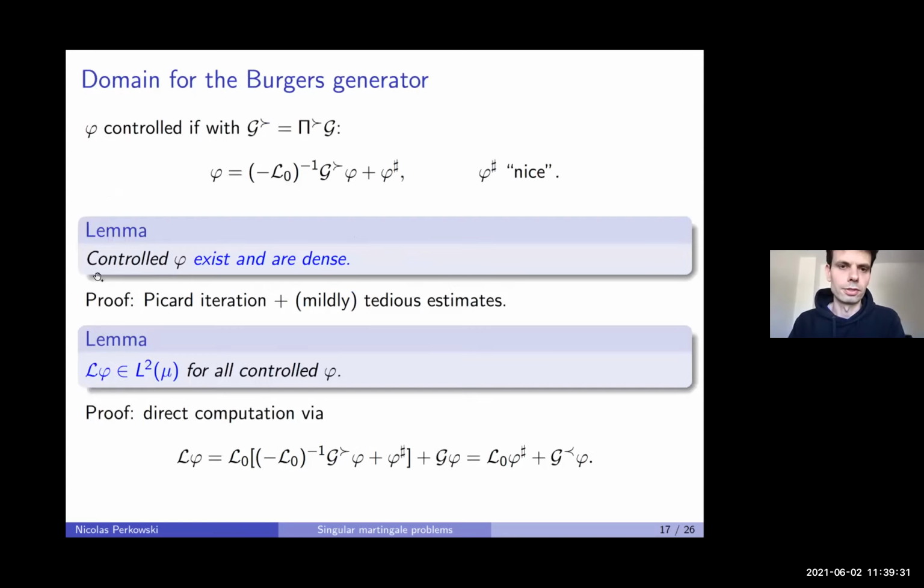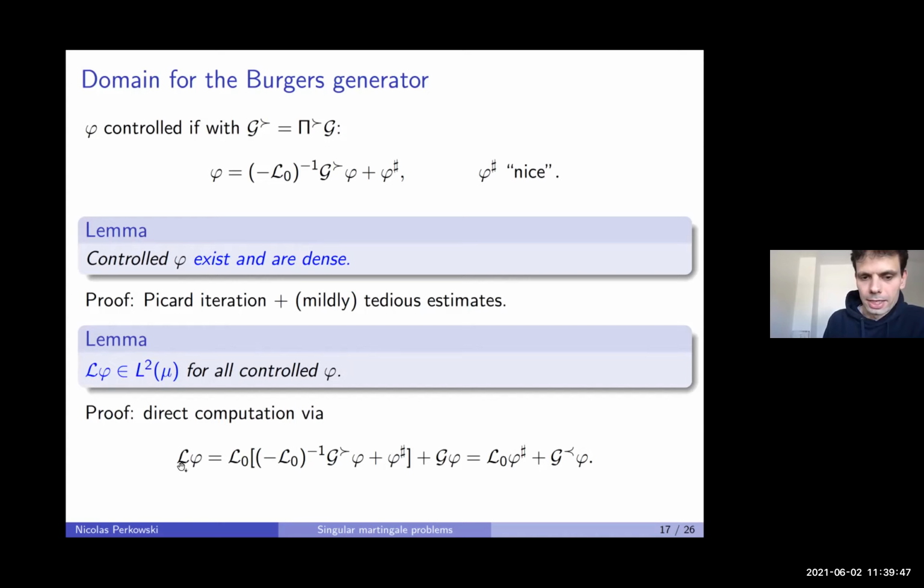And the first thing is we can show that these controlled phi exist and are dense. We will not comment on that. The second point is that these controlled phis are actually in the domain of our operator. So we have found a domain for our operator.